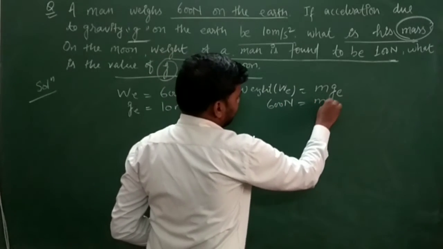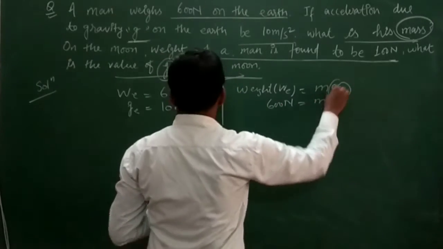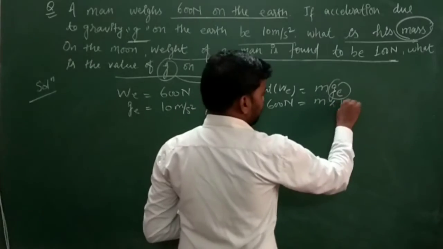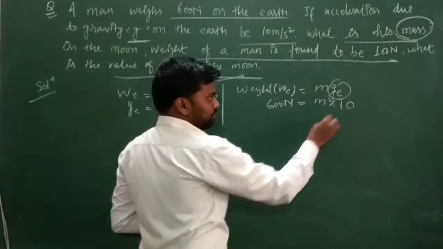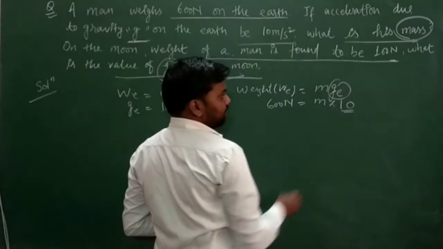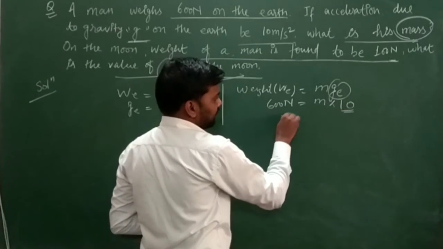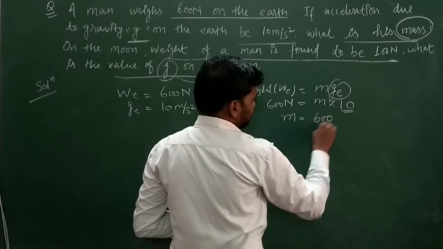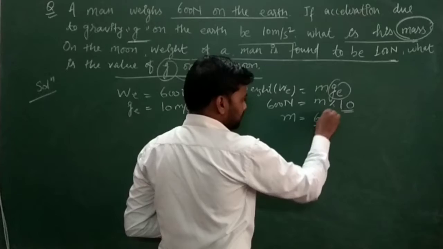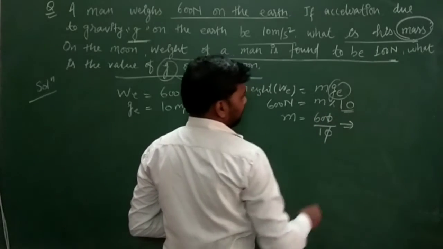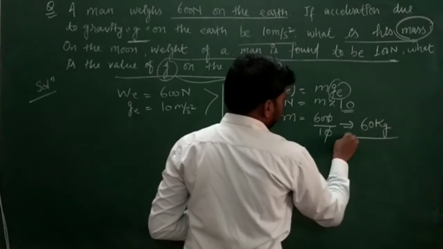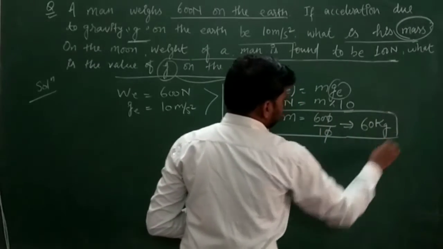And we don't know the value of mass, we know the value of ge, that is 10 meter per second square. Now the value 10 will come in the denominator side and we can find out the mass of the person. So it will be 600 upon 10, we will cancel it out and then we will get that the mass of the person is 60 kg. It is the mass of that person.